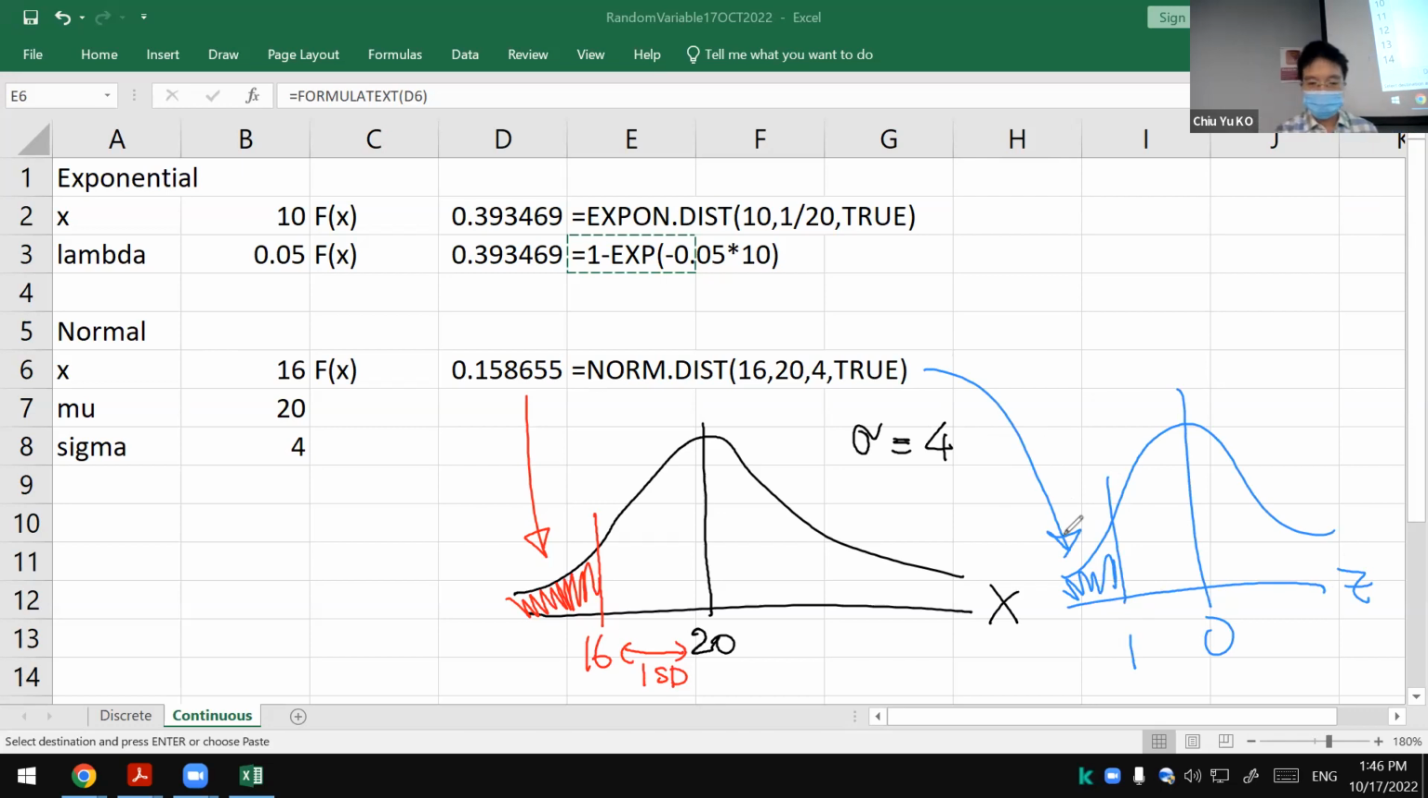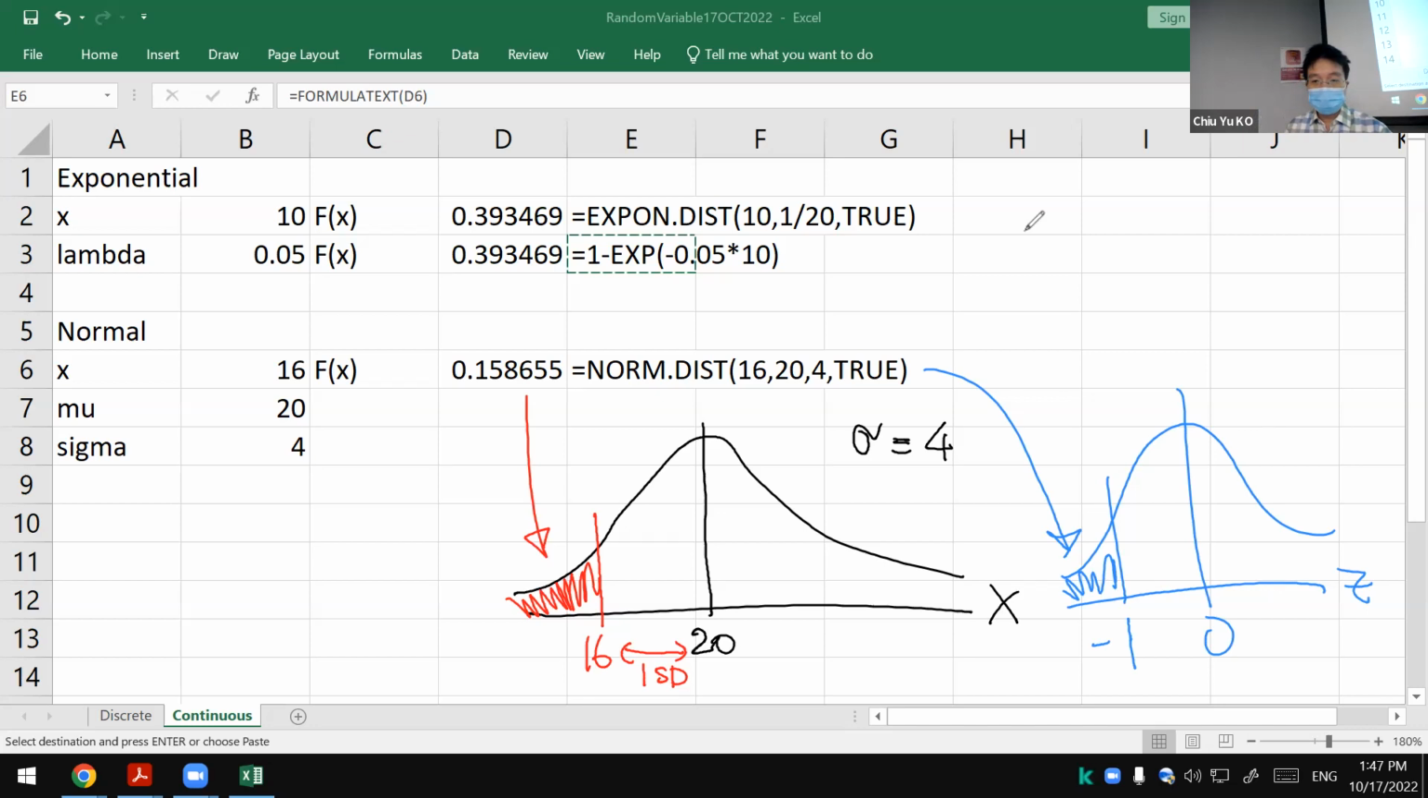Z of -1, sorry, -1, okay? The same as that number. Is that clear? We will be using this very often. Is there any question? Any question? Okay.